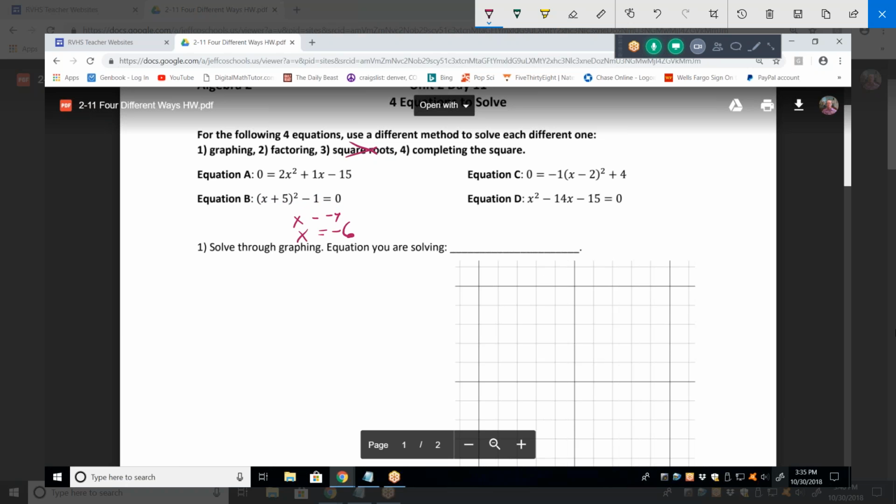Well, if I plug in minus 4, what do I get? I get 1 squared minus 1 equals 0. That's correct. If I plug in minus 6, I get minus 1 squared, which is plus 1, minus 1 equals 0. So both answers work. Got it. Okay, and that is the correct solution. Now, let's see.